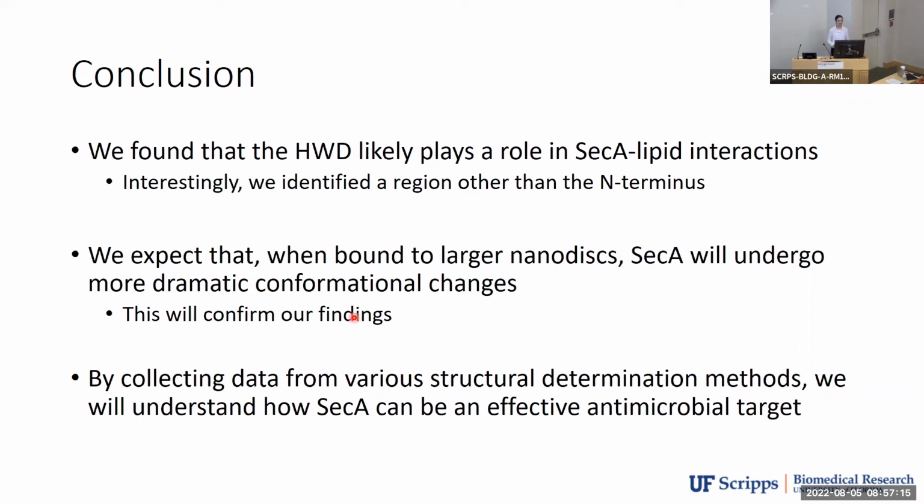We also plan to collect data from various structural determination methods, which means in addition to HDX-MS, we plan to use cryo-EM as well as negative stain EM to fully understand which regions of SAKE are undergoing conformational changes when bound to lipids, such as the HWD or the N-terminus, and really understand how SAKE can be an effective antimicrobial target. Once we understand the regions of SAKE that are participating in these interactions, another lab will develop a drug to inhibit these regions of SAKE, inhibit it from binding to lipids and performing its necessary function for the cell, and thus the bacterial cell will result in cell death.